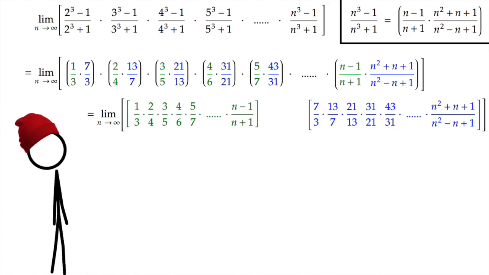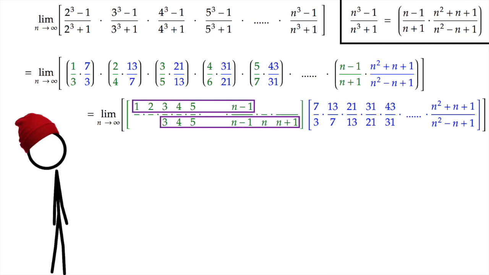Let's see. Well, for the green fractions, it's really obvious. The top numbers go 1, 2, 3, 4, 5, and so on, and the bottom numbers go 3, 4, 5, 6, 7, and so on. So both of them are just the sequence of integers. They're the integers, except the bottom one has been shifted backwards by 2. Okay, but we can just shift it forward. We can shift it forward and align the top and the bottom together.